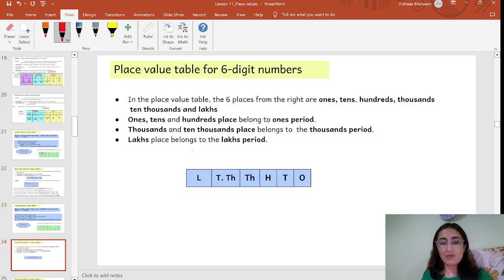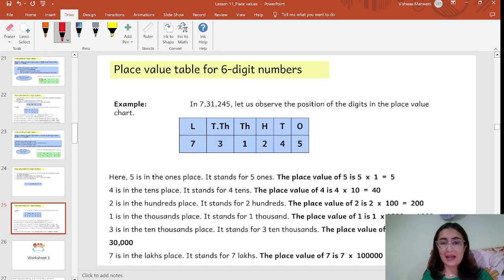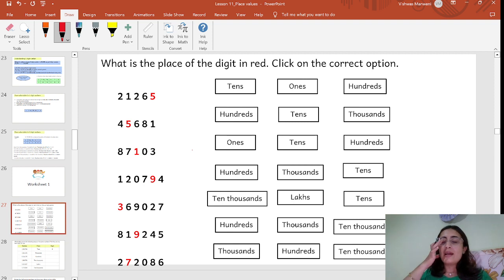Let's move to another interesting exercise now. This is a very easy exercise. Still, we will solve a few questions from this exercise. It says, what is the place of the digit in red. We have to mark the place value of the digit in red. Since 5 is at the ones place, its place value becomes ones. Here the place value of 5 becomes thousands, and so on.